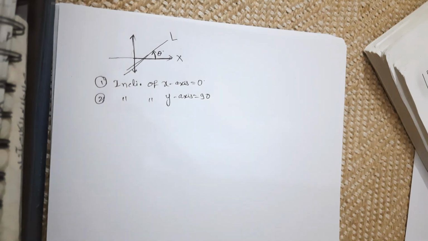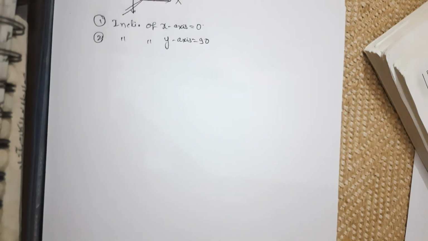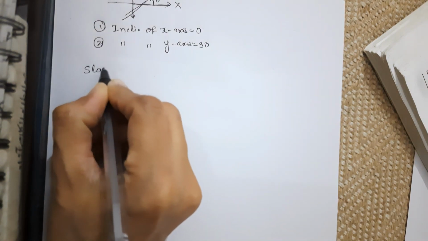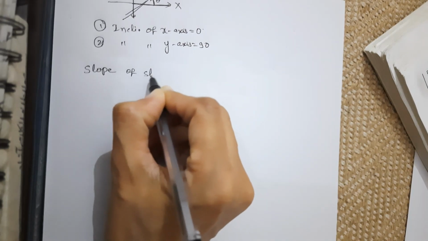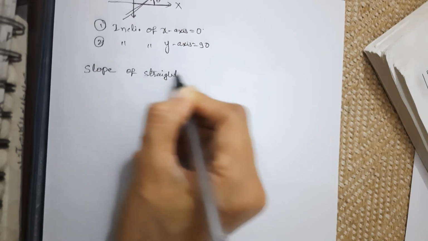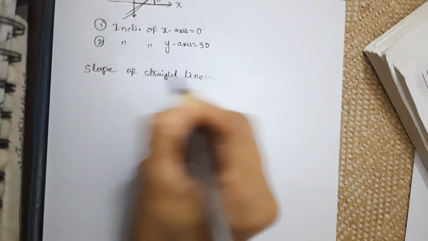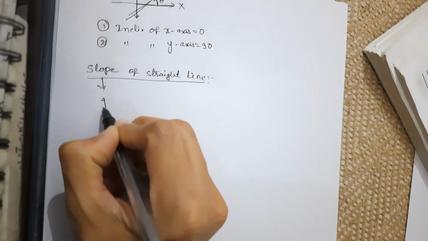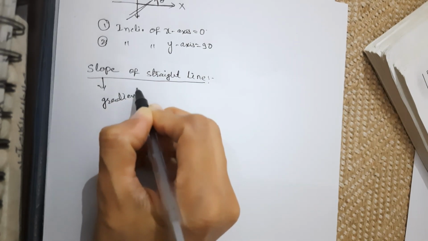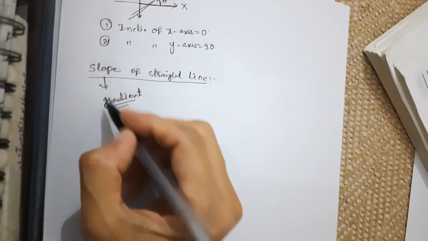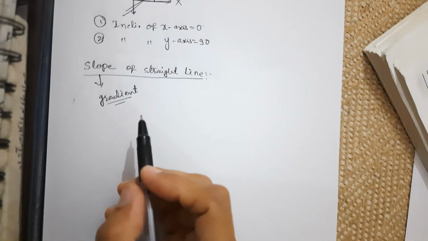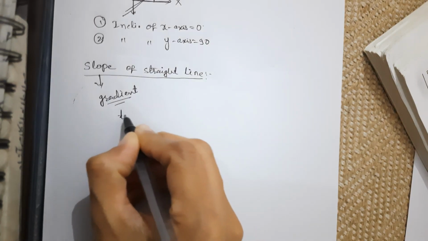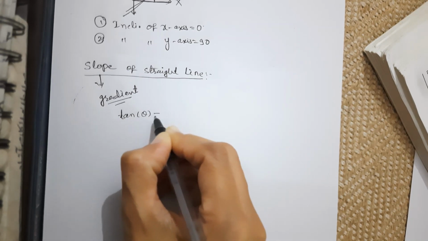Now the first topic that we are going to discuss is how we can calculate the slope of a straight line by this angle of inclination. What is the relation between them? The slope is also called the gradient. This is a new word, so gradient is an alternate word for slope. The slope or the gradient of a straight line is always defined as the tan ratio of the angle of inclination.